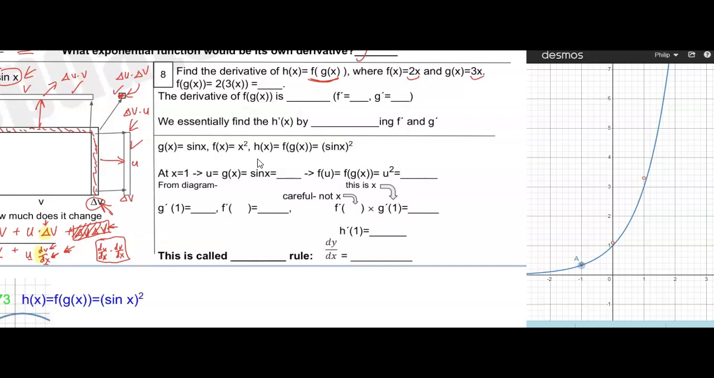And what I'm going to do is put g inside f. So if I put g inside f, wouldn't that be 2 on the outside and 3x on the inside? So if I was to simplify this, it would be 6x, right? What is the derivative of 6x?